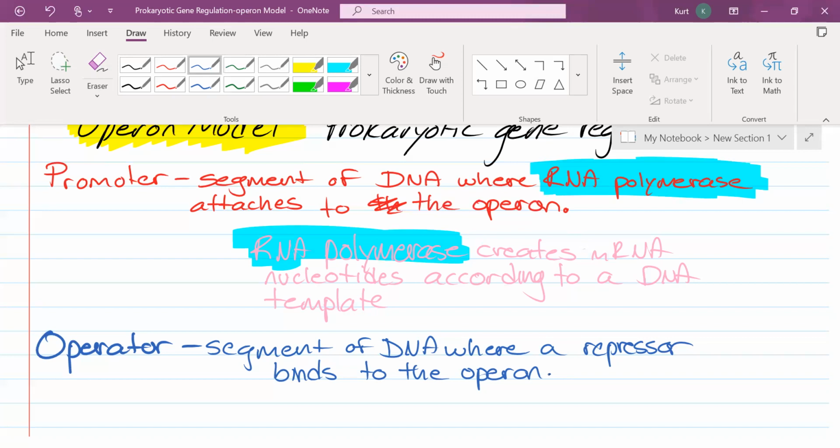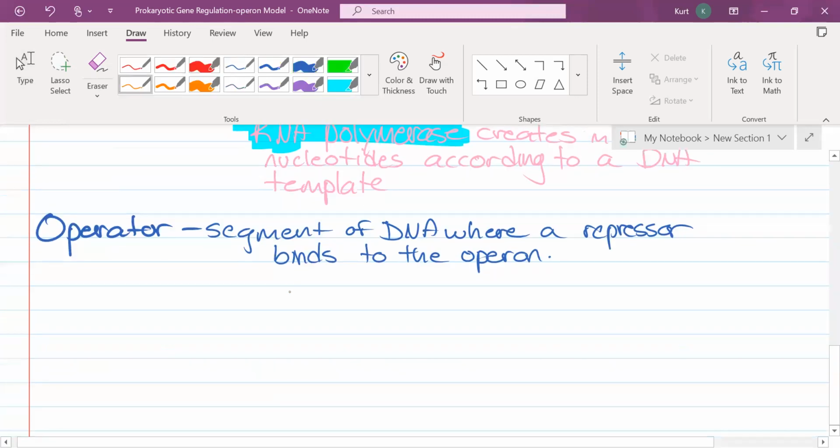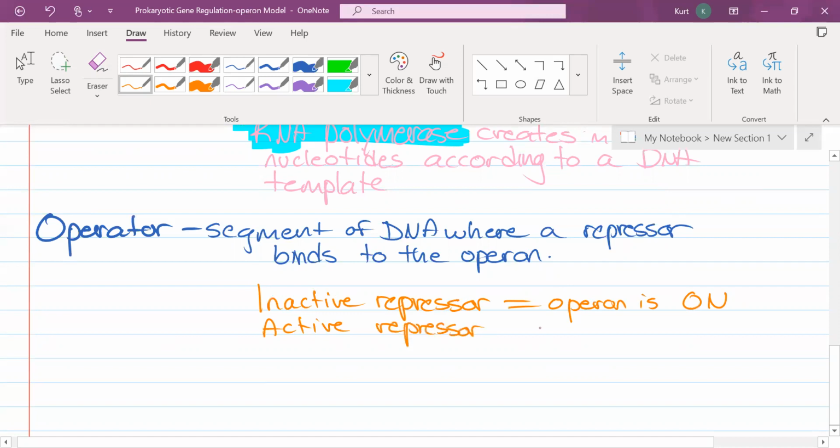So I'm going to write that down. Remember that to repress means to subdue, to stop, to quell, to put down. What is it? To just subdue by force. So when we have repressors, an inactive repressor will result in an operon that is on. And an active repressor means the operon is off. Okay?